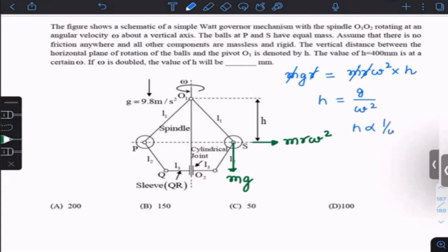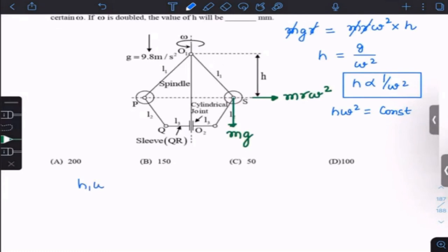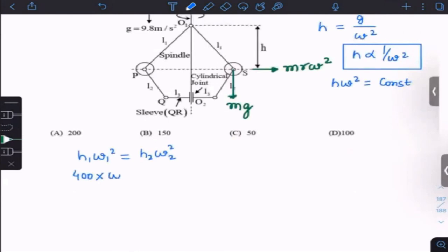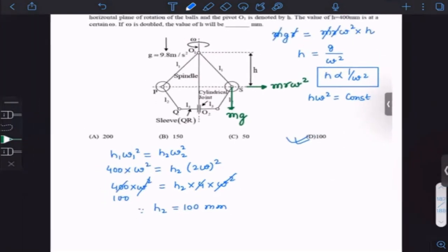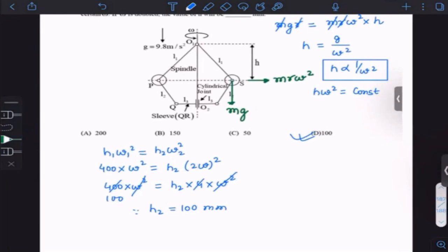Means H is inversely proportional to omega square. That is quite simple. So H omega square is constant, which means H1 omega1 square equals H2 omega2 square. H1 is 400, omega1 is given. Double means omega2 is 2 omega. So 400 into omega square equals H2 into 4 into omega square. This is cancelled, and H2 is equal to 100 mm. The right answer is B. Quite simple question, my dear. Everyone note down.